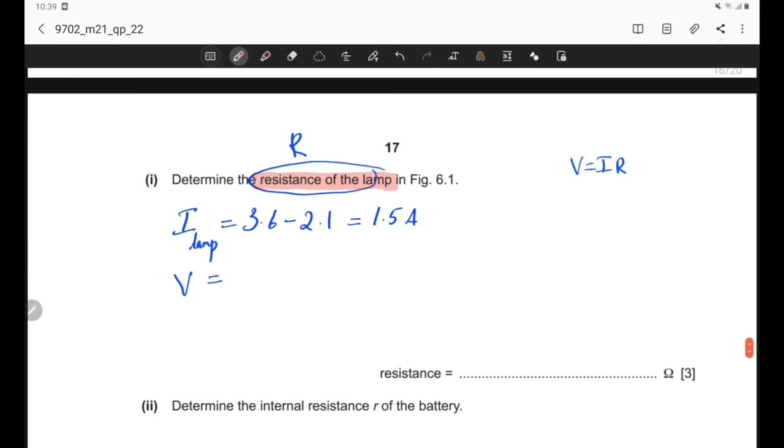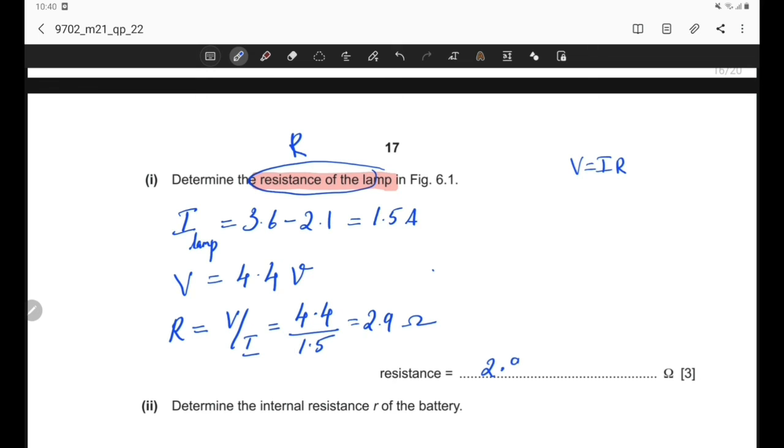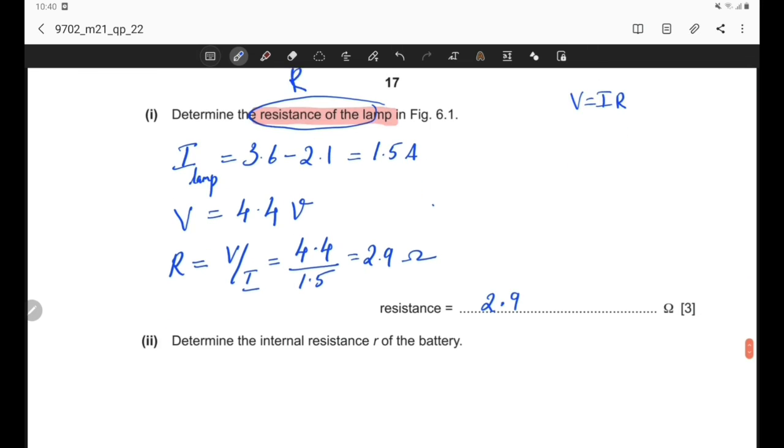Now we have the voltage across the lamp, that is 4.4 volt when the lamp current is 1.5 ampere. Now we can use the equation V is equal to IR. In order to calculate resistance, we can make resistance the subject. So we will get V over I. We can substitute the values, that is 4.4 over 1.5. Answer is 2.9 ohm. Always the answer should be written into SF.